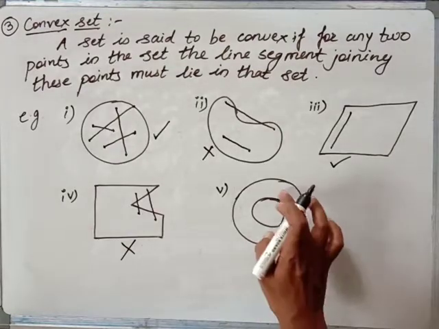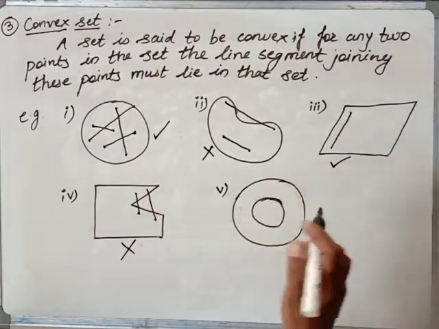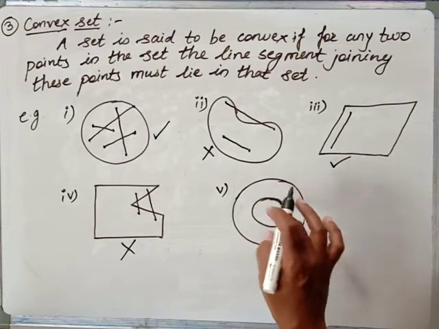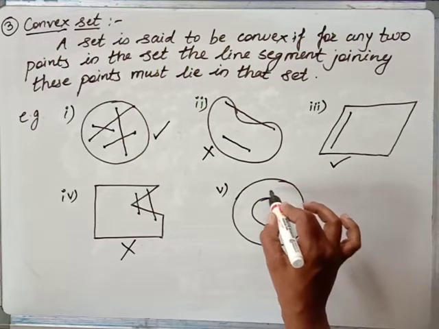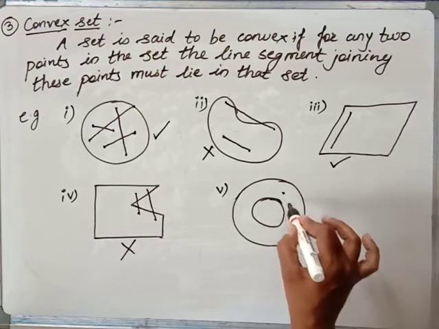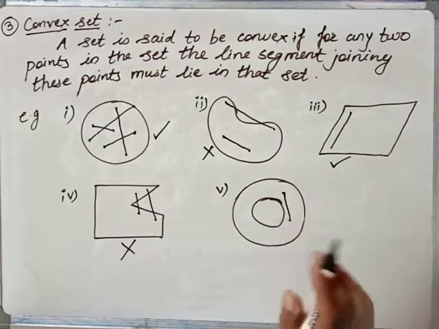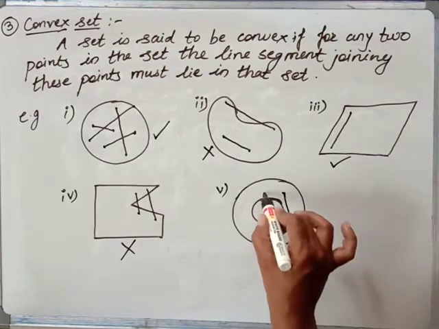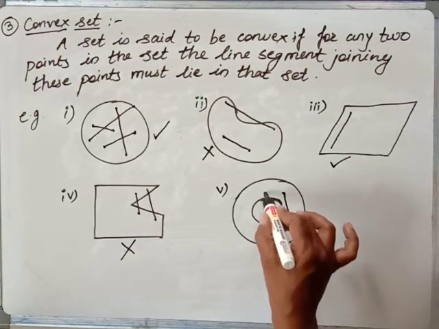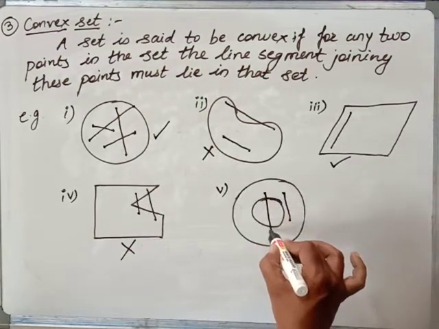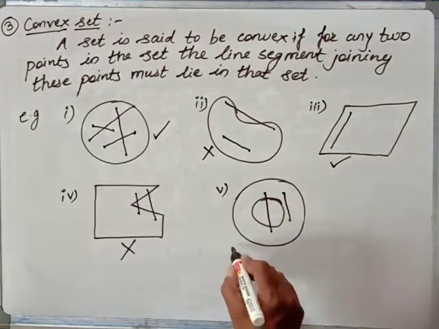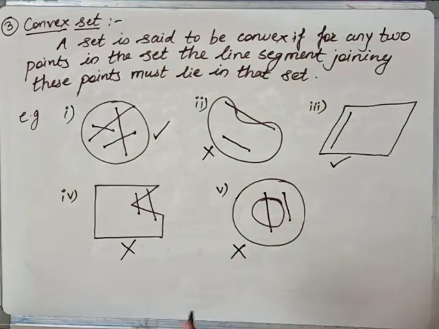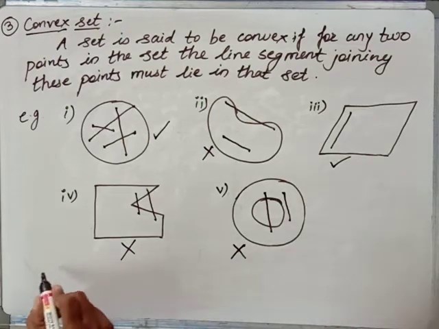What about this one here? This is our feasible region, suppose, or this is our set. This part is empty. Here, if I take points here, then that line segment will lie in the set. But if I take a point here, then that line segment will come outside. It is not in the same set. So this is also not a convex set. So here, what can I say?